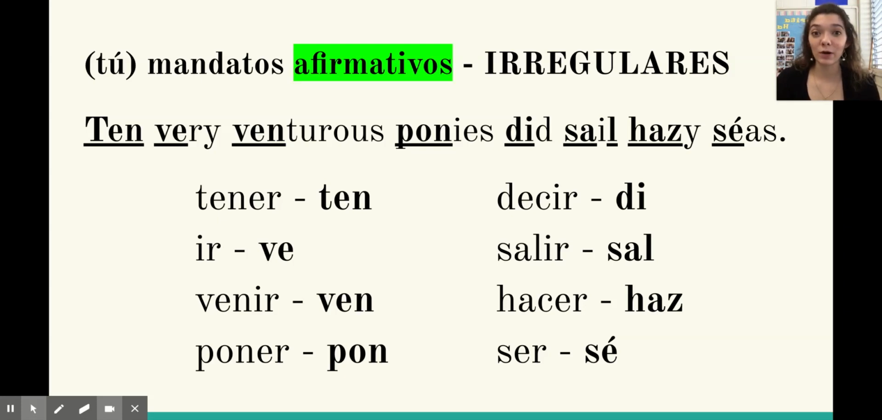Then another one that you probably heard if you have a Spanish-speaking person in your family. Ven aquí, ven acá. Ven, come, right? Come here. Ven, talking to you informal.